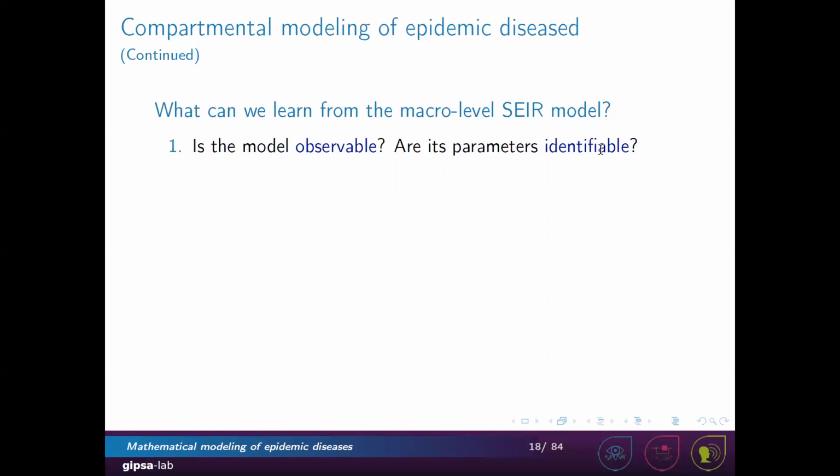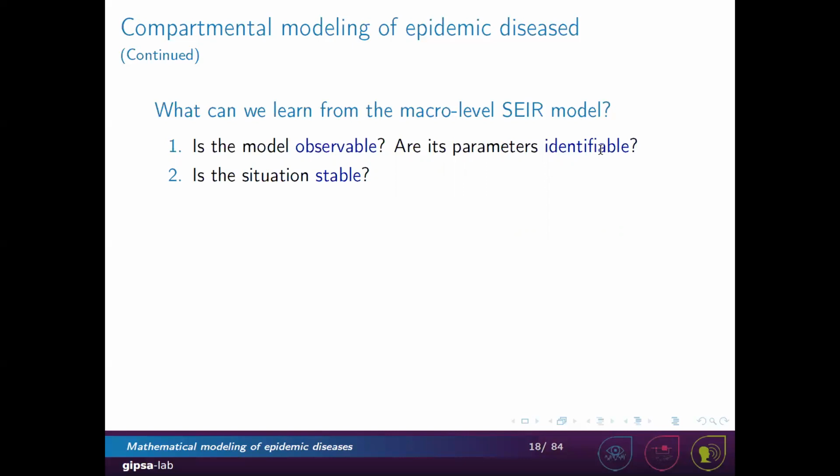I'll explain that later. The second question is whether or not the parameters of the model are identifiable. As we saw, we have a set of parameters that define the rate of exit from one compartment and entering in another compartment. So it is very important to be able to estimate these parameters by model fitting over real data.